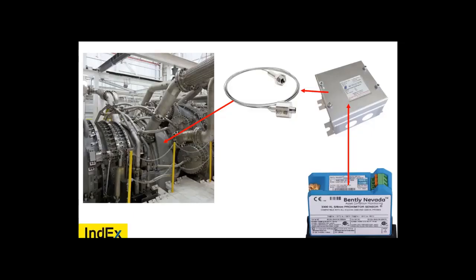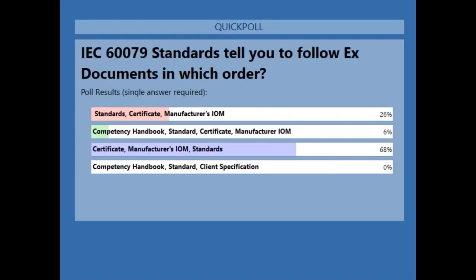Remember, it's all anonymous. So, gentlemen, you follow the certificate, the manufacturer's instructions, then the standards. You do not go straight to the standards. You do not go to the standards first. If you're sending your inspectors out without certificates, without the manufacturer's installation, operations and maintenance manual, you are doing inspections incorrectly. You are putting your people at risk.